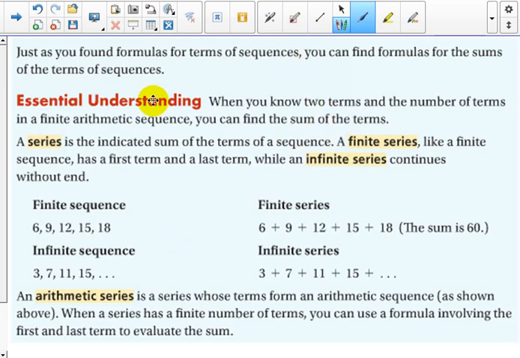So our lesson today, we're going to start with some concepts. So it says just as you found formulas for terms of sequences, you're also going to find formulas for the sums of the terms of the sequences.